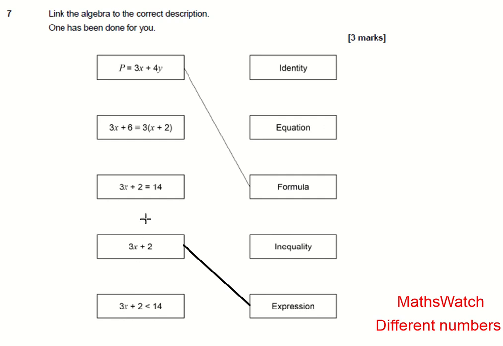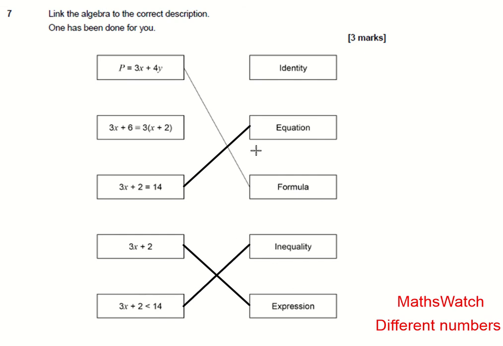Next, if we have got an equals sign inside our algebra, that's called an equation. If we have got a symbol like this, that means less than. That means it's not equal to, it means that the value of 3x plus 2 is less than 14. We don't know what that is, but we know that it's got to be below 14, so it's not equal to. That means it's an inequality.